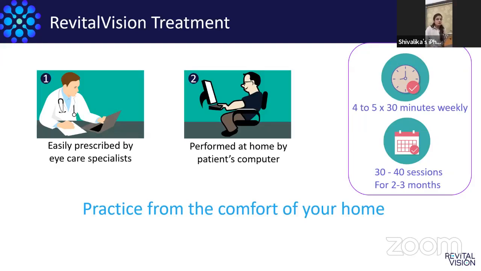So it's a very automated process. Once the doctor or the practitioner prescribes Revital Vision care, the patient is registered on the system by the practitioner, and the patient automatically receives an email with their login ID and password, and also help to set up Revital Vision at home, and they can start the therapy. They just come for follow-ups, to see how the treatment is going on, and also to motivate the patient to continue the treatment in the further sessions.